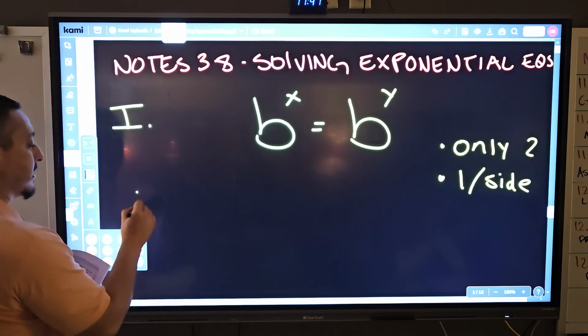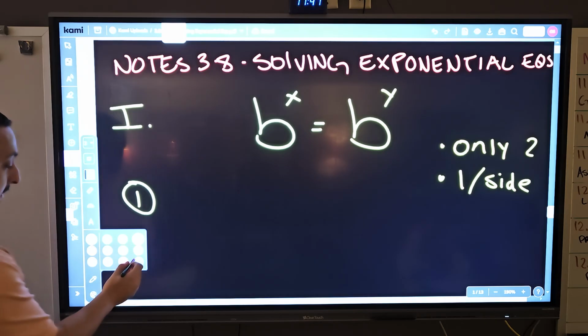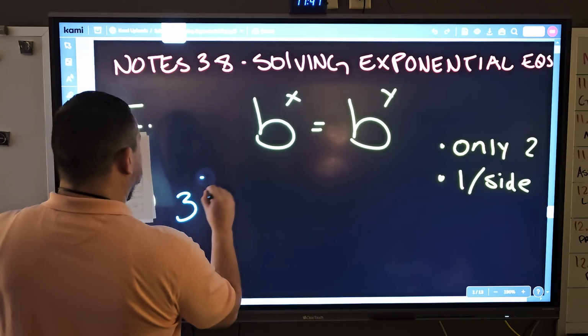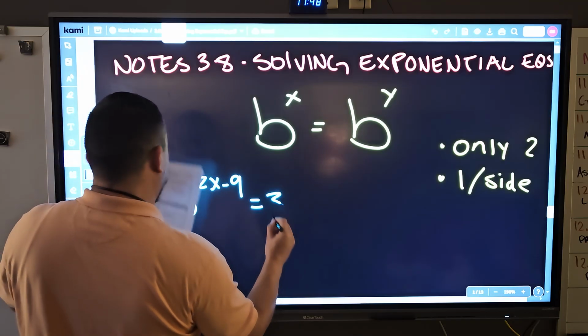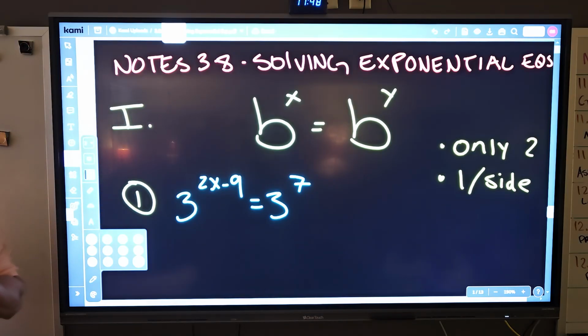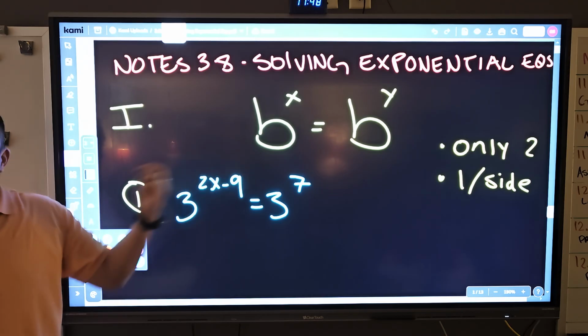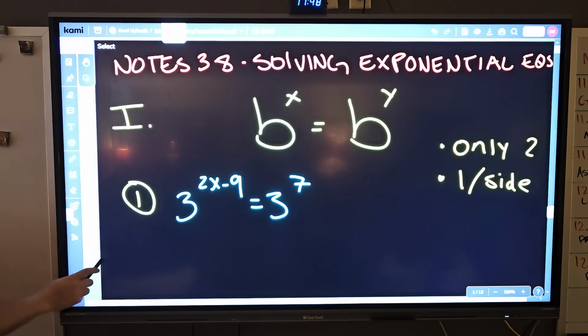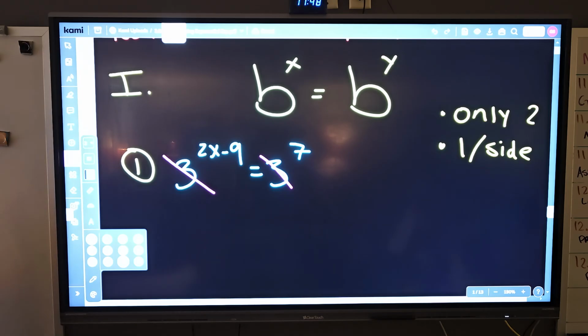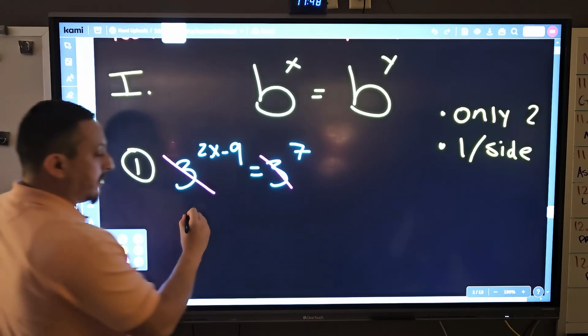Let me show you an example and it'll make more sense. For example, if I have 3 to the power of 2x minus 9 equals 3 to the 7th. That's what that means. Same base, they're both 3's. They both have powers. The power doesn't have to be one number. It can be an expression, which is the case here. All this is the power. The reason we want it to look like that is because if you can make it look like that, then just like logs, they cancel out. It cancels the base, and now they're not a power anymore.